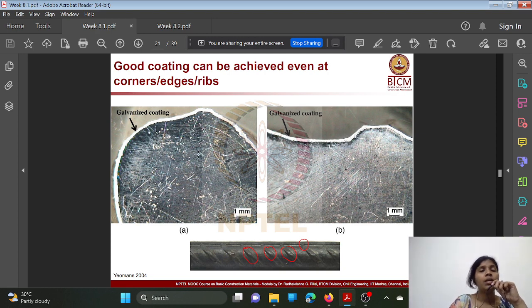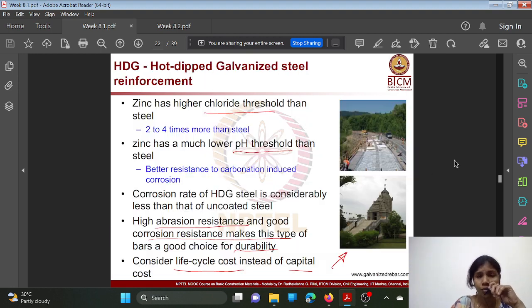Another major advantage of this galvanized coating is that even the sharp corners and sharp edges will be covered, which is not the case with non-metallic coatings. For non-metallic coatings you can't reach these sharp edges or surfaces. But here, in the case of galvanizing, a good coating can be achieved even at corners, edges or tips. That is another advantage.